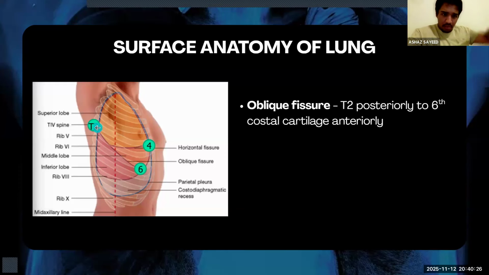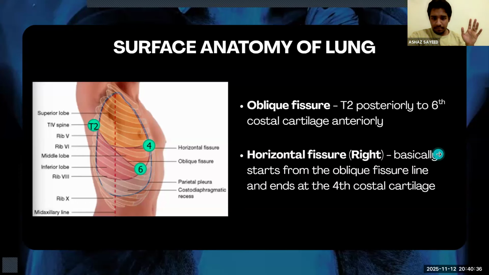Okay, look at this, from T2 all the way to the 6th costal cartilage. Now this is present in both the left and right lung, and in both cases it's from T2 to the 6th costal cartilage. Now the horizontal fissure is only present in the right.